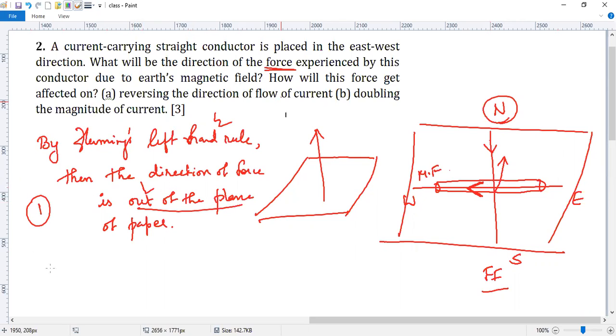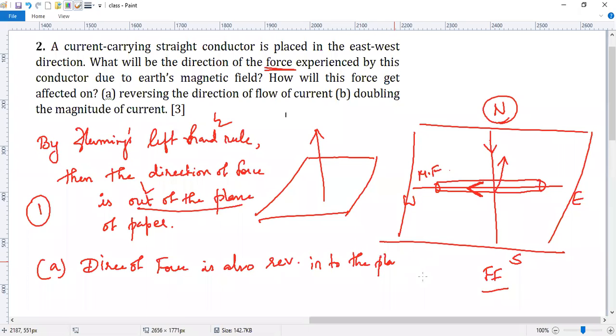And then அதுல A subdivision, reversing the direction of flow of current. So reverse பண்ணோம்னா in direction of what is it? Force is also reversed. How? Into the plane of paper. Correct? But magnitude will be the same. Magnitude of the force is the same.